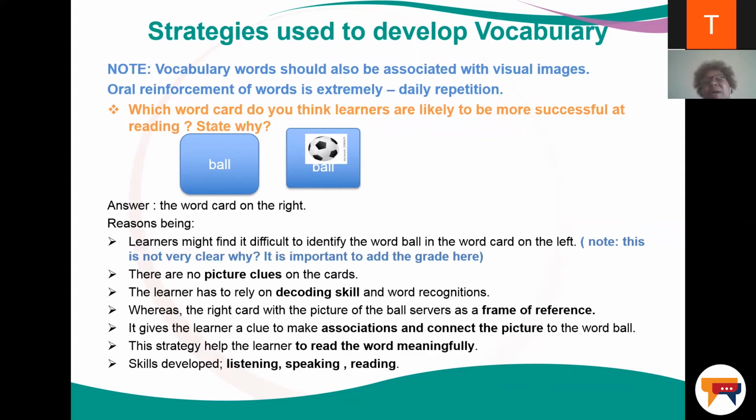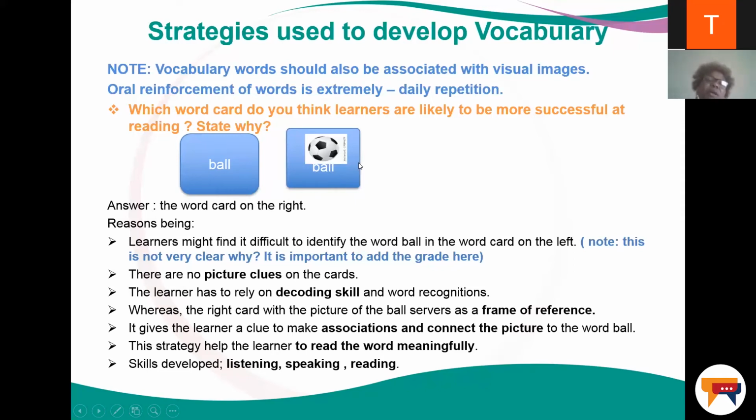Now remember, if I don't have a vocabulary of the language, will I be able to communicate in that language? I won't be able to. Your learners are going to fail in grade 4 if you don't teach them appropriately. Now, which word card do you think learners are likely to be more successful at reading? State why. I have this one, it's ball. I have this one, it's that.